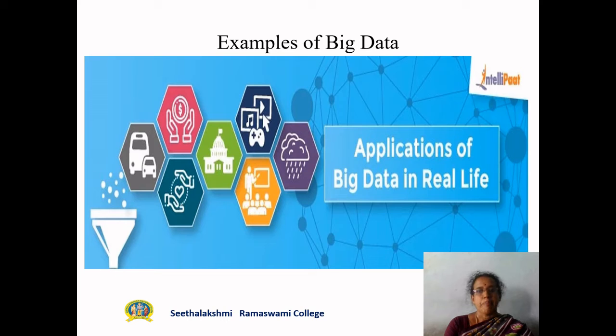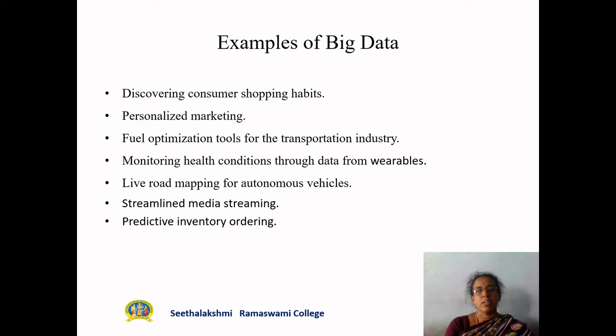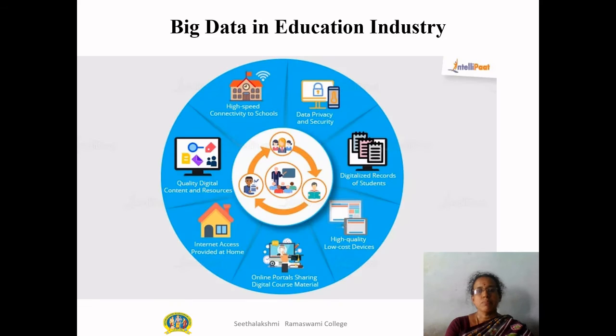Examples of big data. Applications of big data in real life: discovering consumer shopping habits, personalized marketing, fuel optimization tools for the transportation industry, monitoring health conditions through data from wearables, live road mapping for autonomous vehicles, streamlined media streaming, predictive inventory ordering. Big data in education industry.